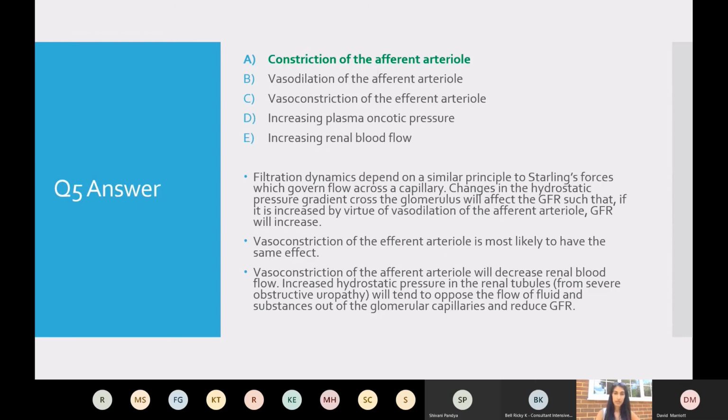So that's why B is incorrect. Vasoconstriction of the efferent arteriole will also have the same effect. If you increase hydrostatic pressure in the renal tubules, such as if somebody has obstructive uropathy, this will oppose the flow of fluid and substances out of the small capillaries and therefore reduce the GFR. With some of these questions, you have to make sure you read it when it says least, which everyone did, so that's good.